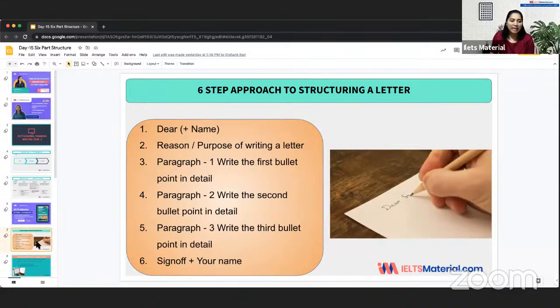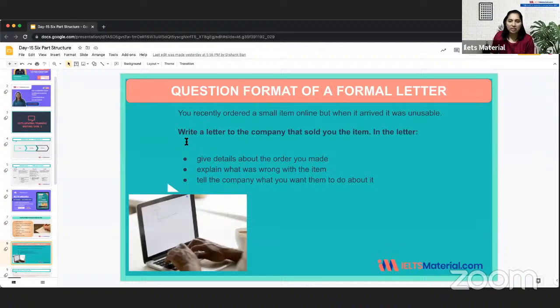Okay, now let's continue with the next part, where we have a question format of a formal letter. The question says, you recently ordered a small item online, but when it arrived, it was unusable. So the point is, let's just discuss the main area which you need to focus on when you are writing a letter.